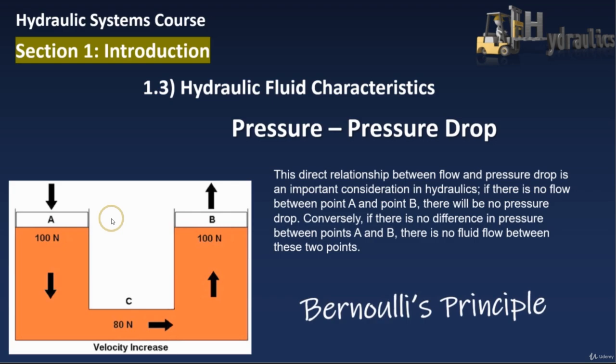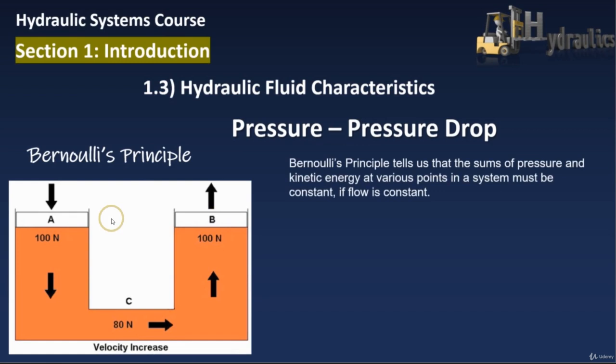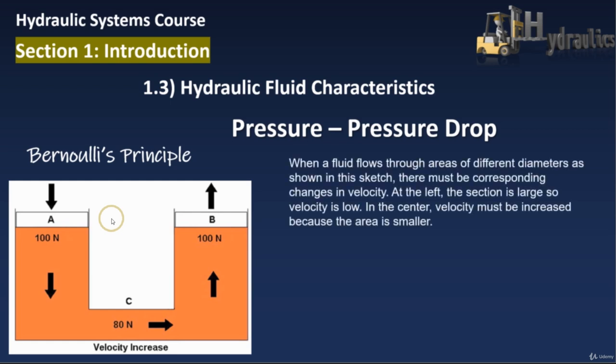And here we'll come to the Bernoulli principle. The Bernoulli principle tells us that the sum of the pressure and kinetic energy at various points in a system must be constant if the flow is constant. So, when a fluid flows through an area or areas of different diameters, as shown in this sketch, here I have 3 diameters where A and B are the same, however C is a different diameter, there must be a corresponding change in velocity.